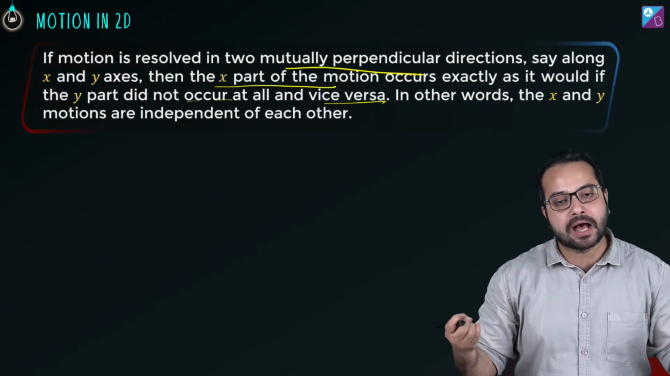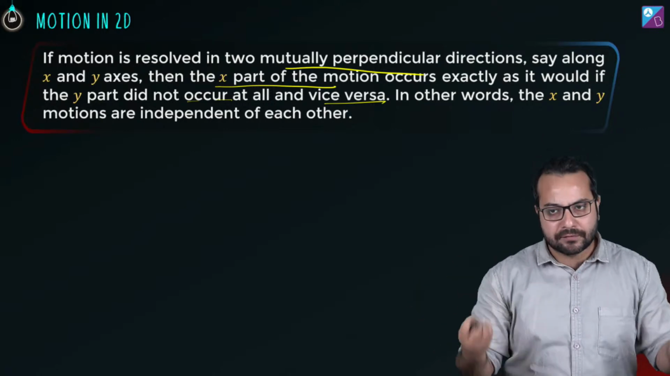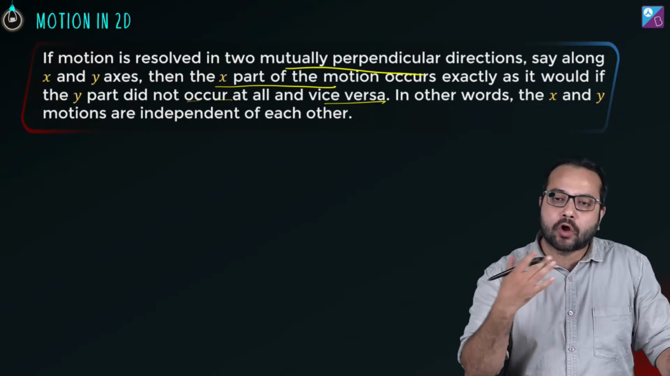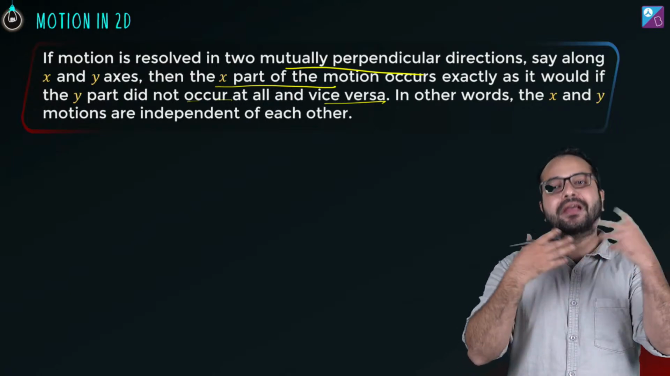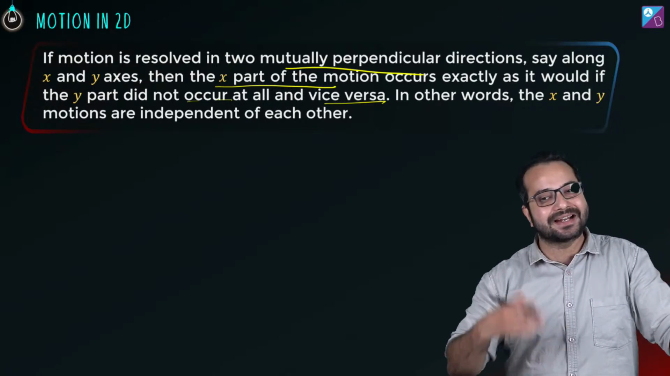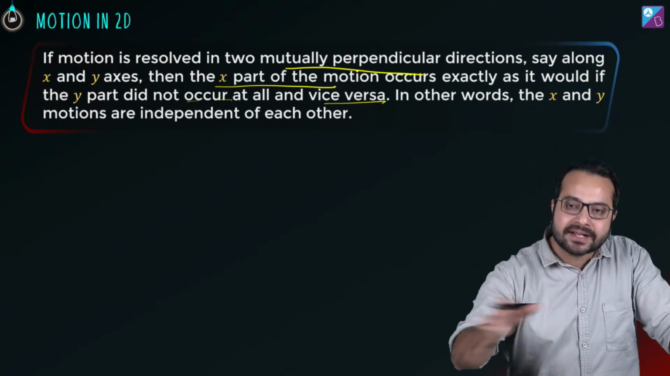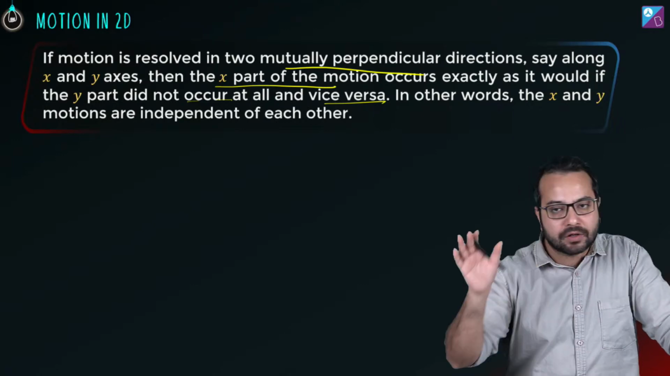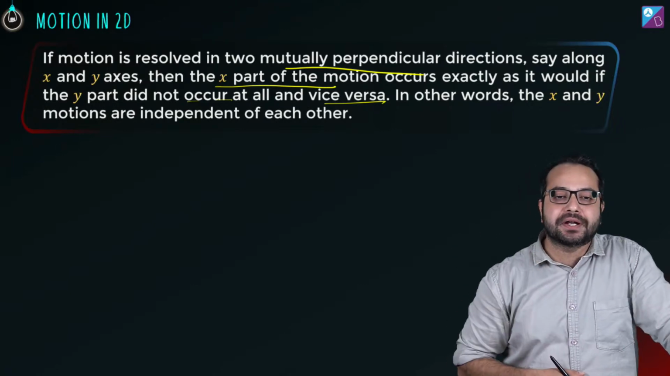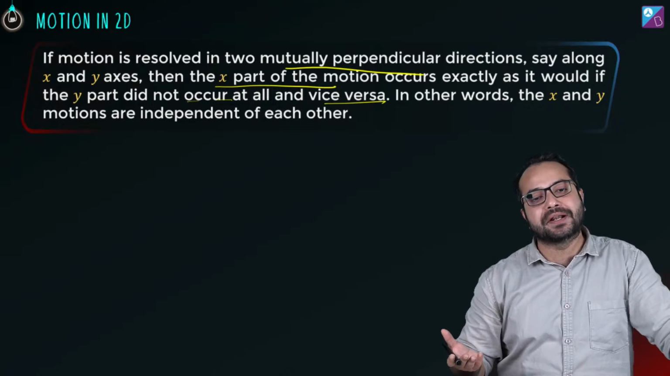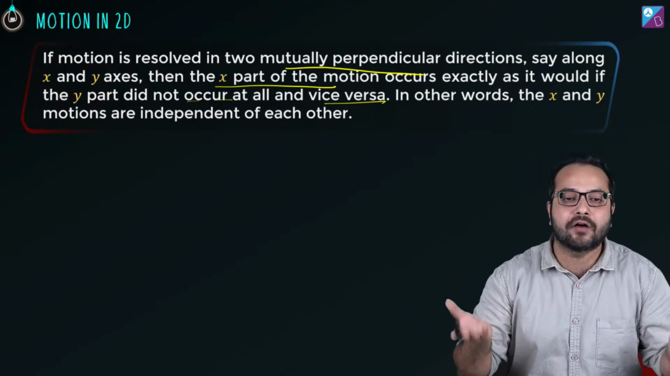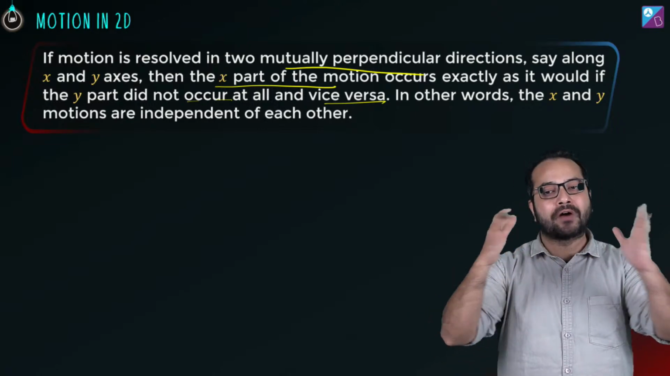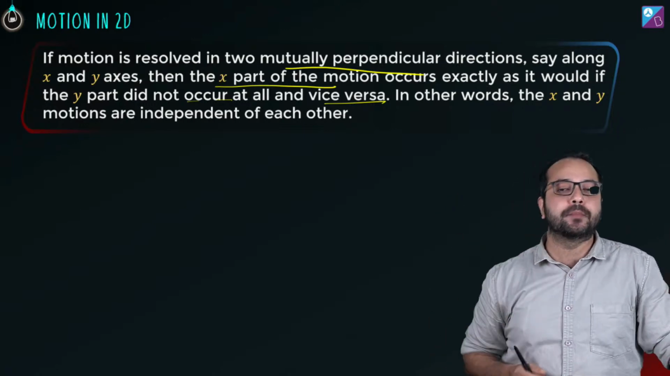all you have to do, if you have to handle motion in 2D, is break the motion into two components. Let's say x and y components. Now the x component does not care about the y component. The y component does not care about the x component. They happen independently of each other. X has nothing to do with y, y has nothing to do with x.